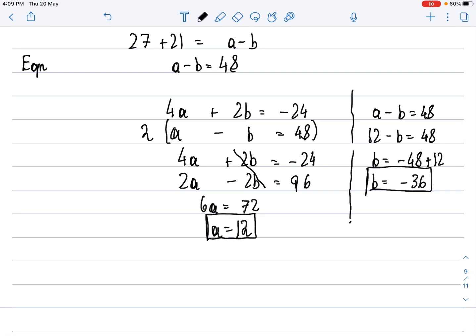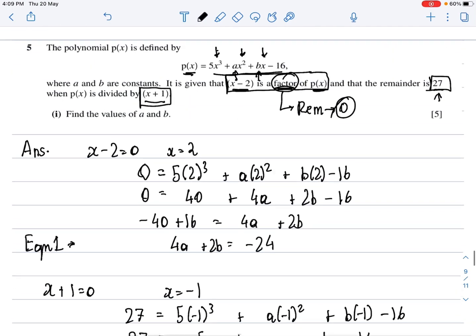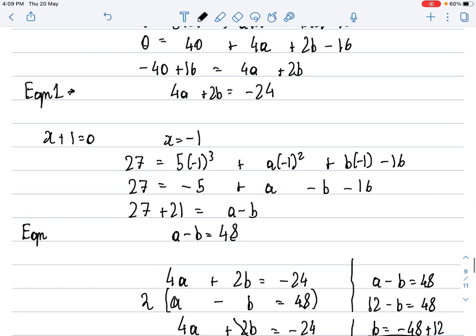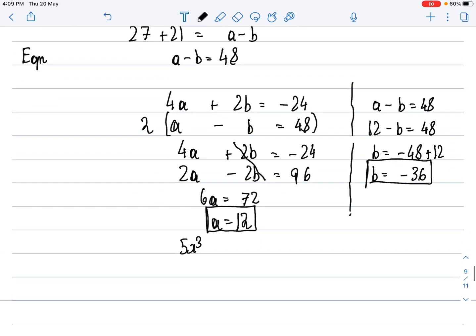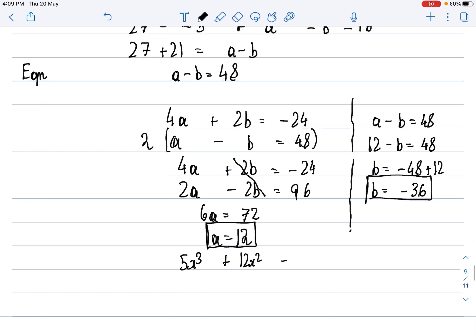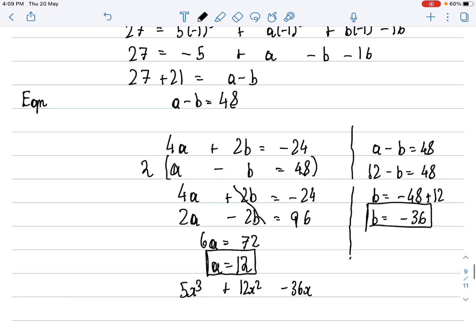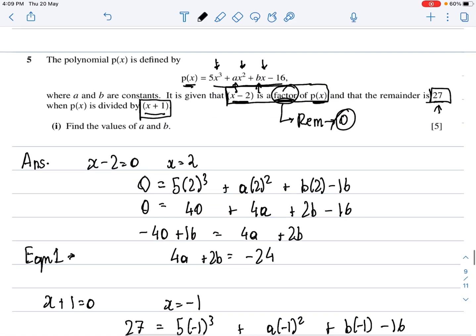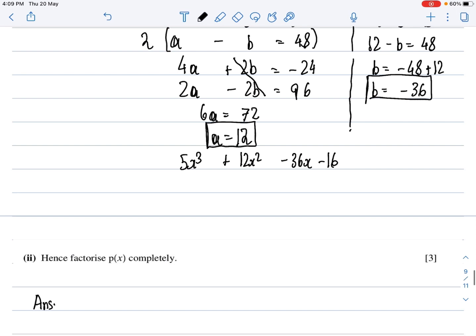So now I have my values of a and b. So I can write my p of x as 5x cube plus 12x square minus 36x, plus or minus 16, because it's negative. Correct? Yeah, so I can write this as my p of x.